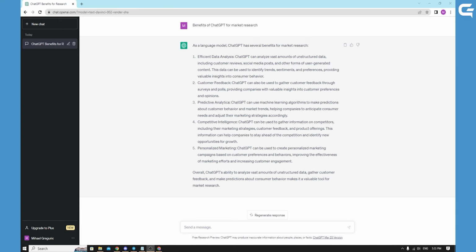For the third one, recruit participants. Find people who fit your target audience and are willing to participate in your research. You can use social media, online forums, or even cold outreach to find participants. Consider offering incentives such as gift cards or discounts to encourage people to participate.